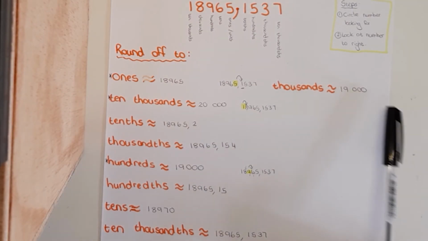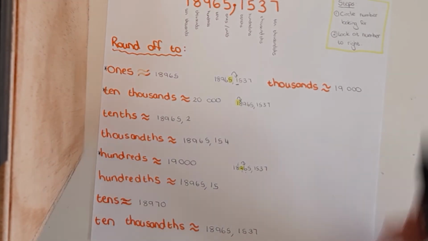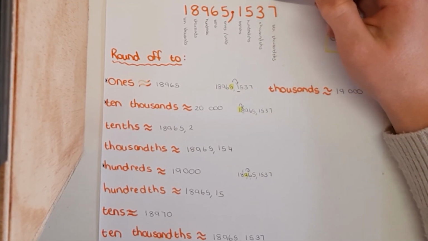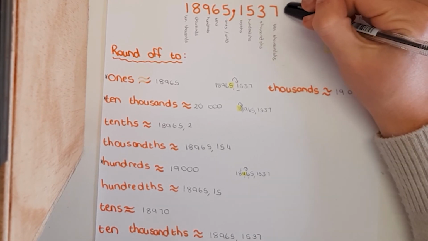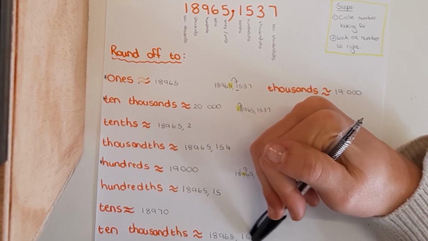Here are all the answers if you want to check yourself. One thing I do want to mention here at the 10,000ths. As we look here, 10,000ths is number 7. There is no digit given on the right. Therefore, the answer will just remain the same.